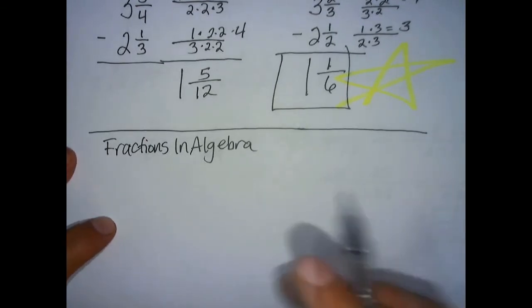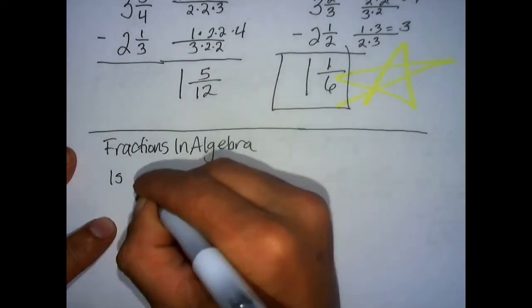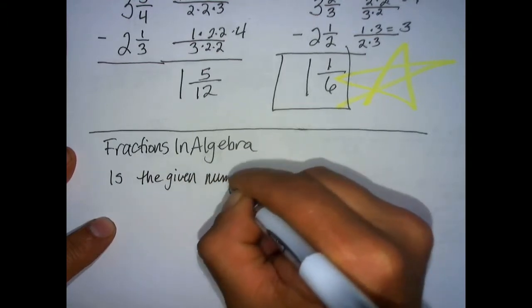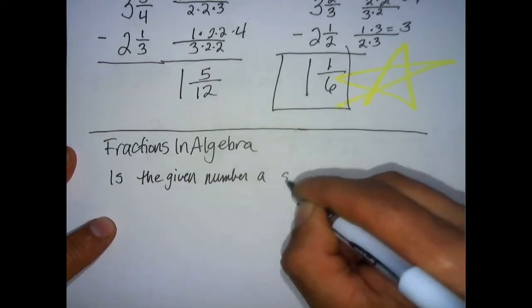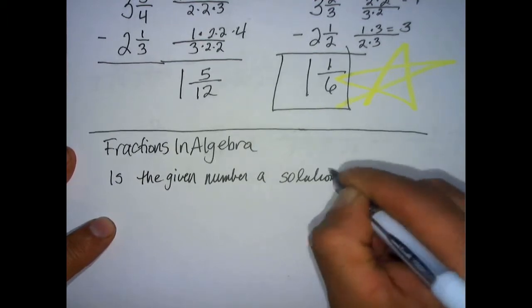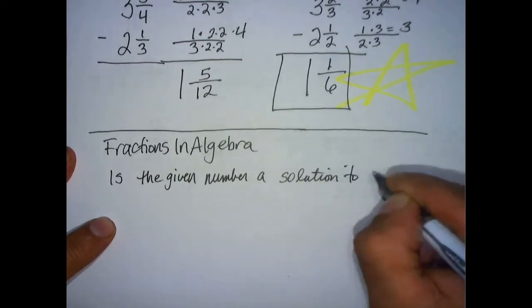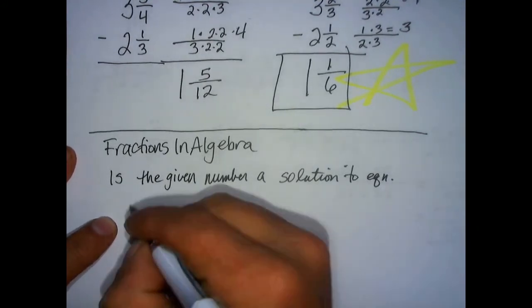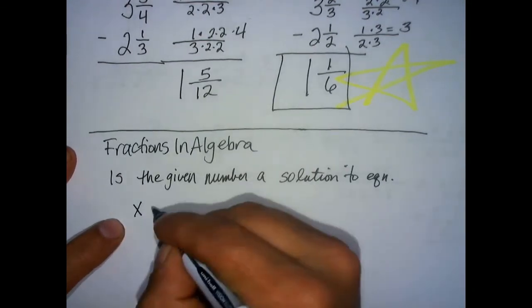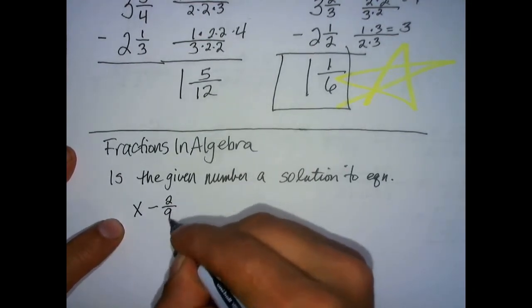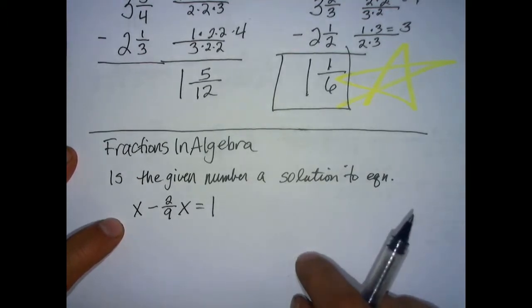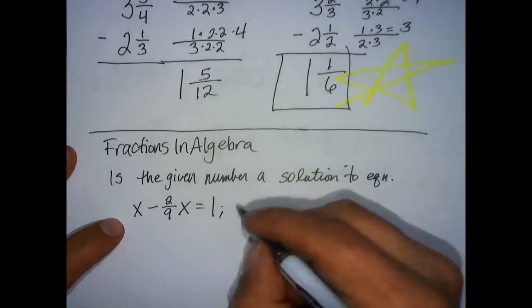All right, determine if the given number is a solution to the equation. EQN is equation. Okay, x minus 2/9 x is equal to 1. And the number we want to know is 1 2/7.